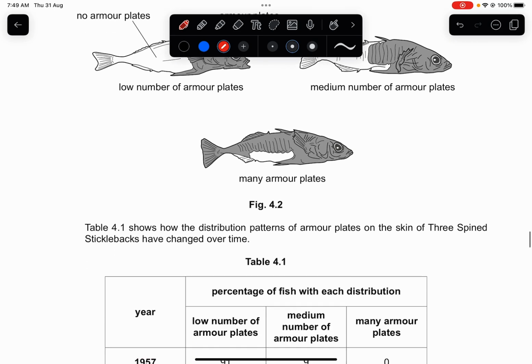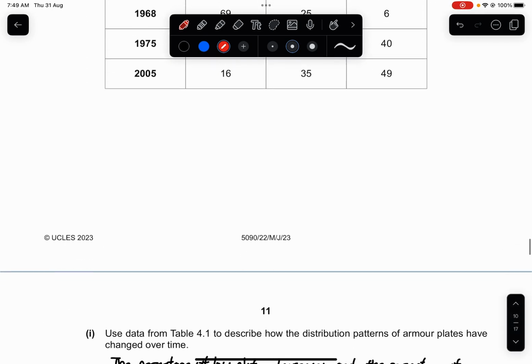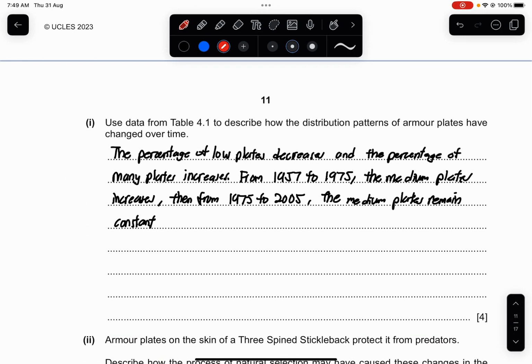Table 4.1 shows how the distribution patterns of armor plates on the skin of the tree-spine sticklebacks have changed over time. Part 1. Use data from table 4.1 to describe how the distribution patterns of armor plates have changed over time. So the percentage of the low plates have decreased and the percentage of many plates increases. From 1957 to 1975, the medium plates increases. Then from 1975 to 2005, the medium plates remain constant. That's all. Just analyze from the data and just write it down.